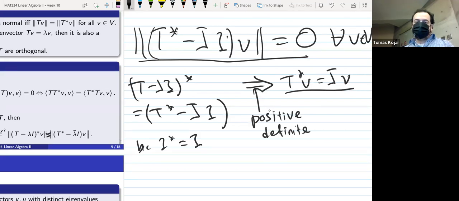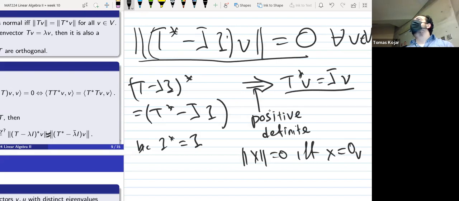Well, this was the axiom that x is zero if and only if x is the zero vector. So with itself is zero, therefore by positive definite, you're the zero vector. Okay. All right. Just put that. That's cool.